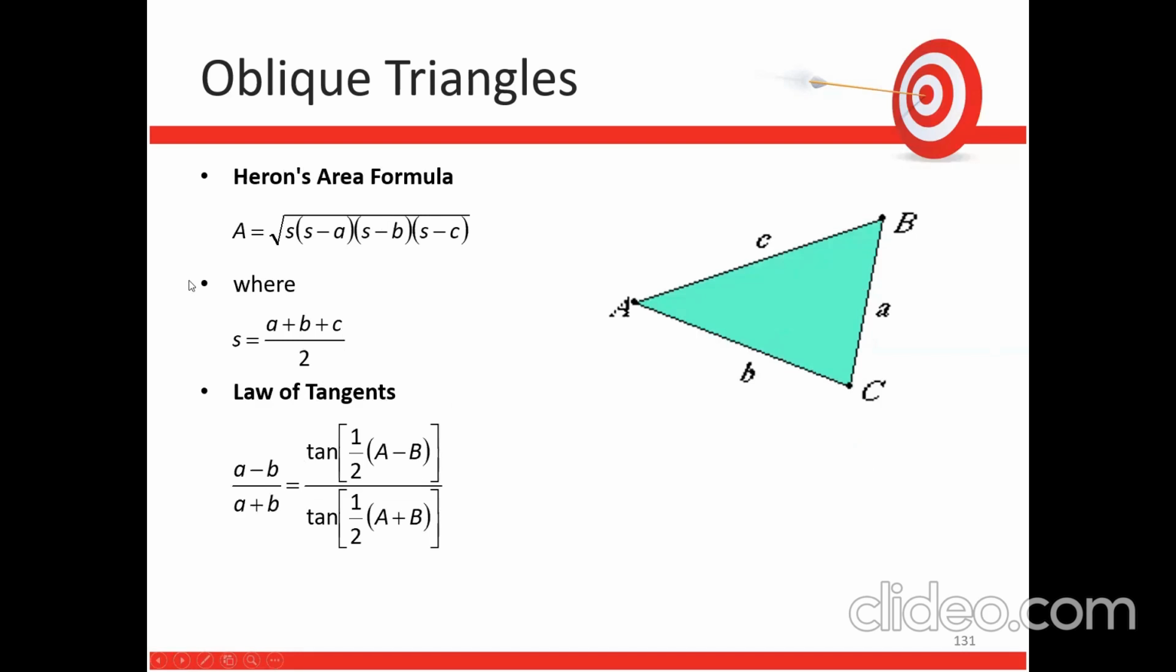Heron's area formula, another formula, is A is equal to the square root of S times S minus A times S minus B times S minus C, where S is equal to A plus B plus C over 2. Next, the law of tangent naman is A minus B over A plus B is equal to tangent of 1/2 of A minus B over tangent of 1/2 of A plus B.